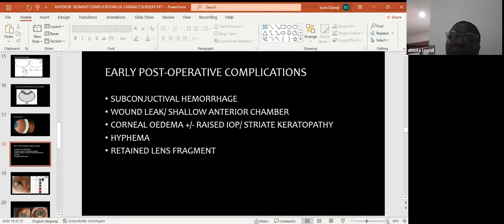Seidel's tests can be done to identify where the leak is from and the extent of the leak, how significant it is. And the extent of the shallow AC will also determine your approach in management. If the AC is so shallow that you have lenticular or IOL endothelial touch, that's an indication to go back into theater and reform the AC.